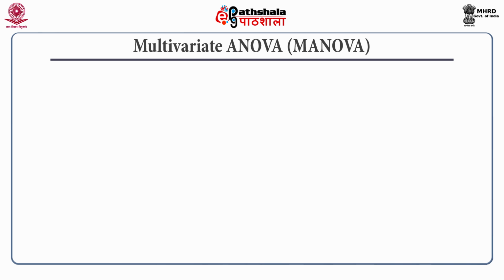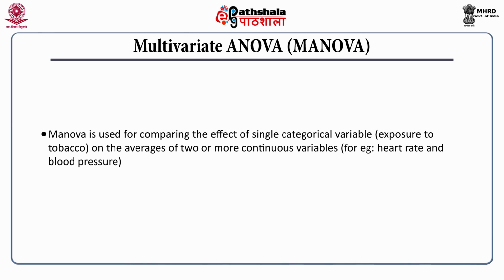Next variety of ANOVA is MANOVA, M-A-N-O-V-A, that is multivariate ANOVA. So MANOVA is used for comparing the effect of a single categorical variable, for example exposure to tobacco, on the average of two or more continuous variables, for example heart rate and blood pressure.